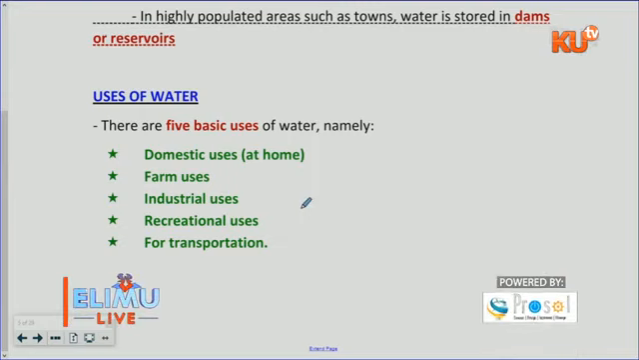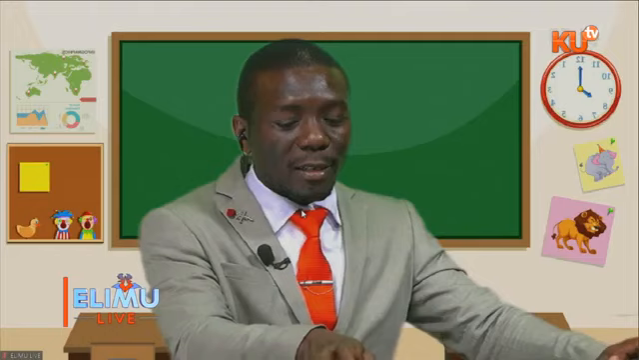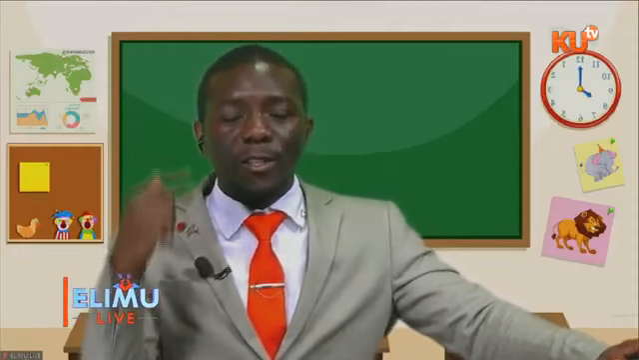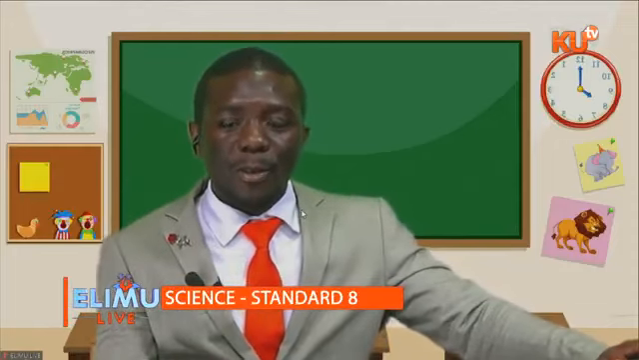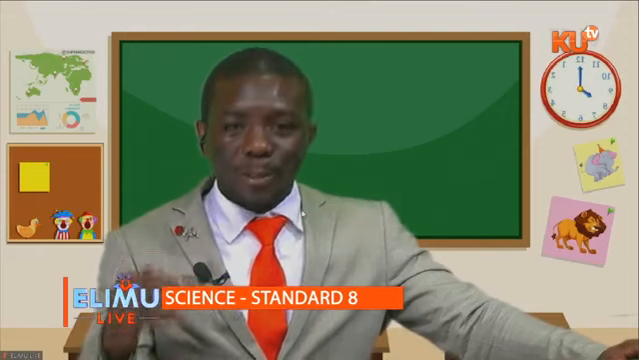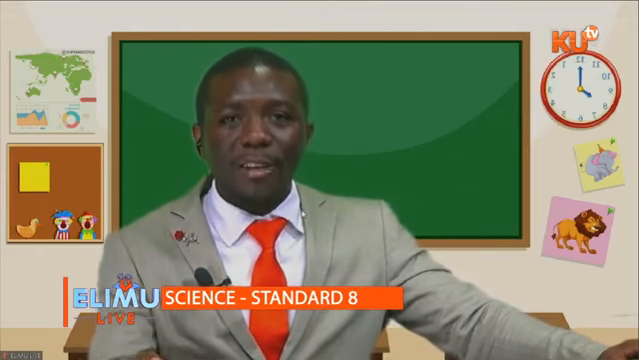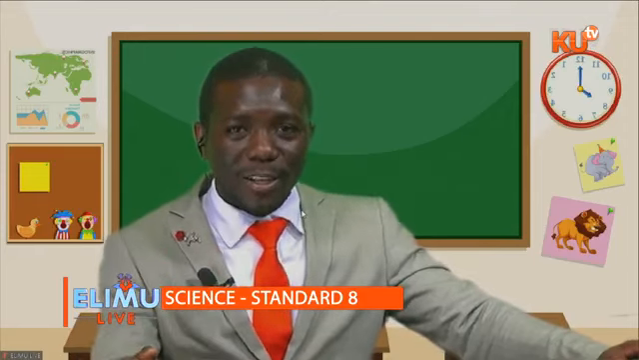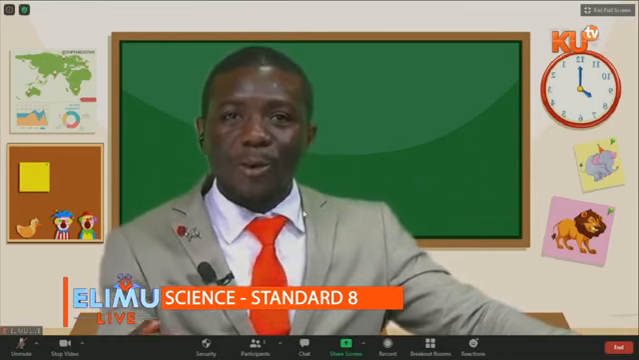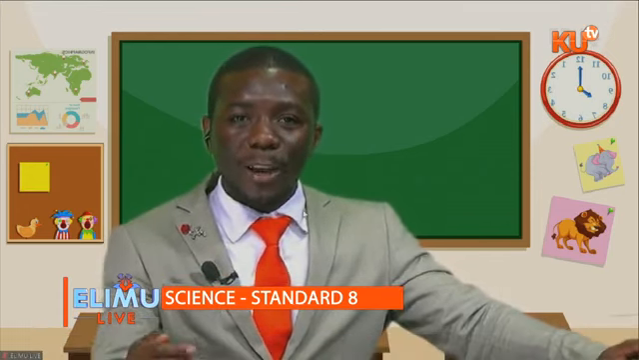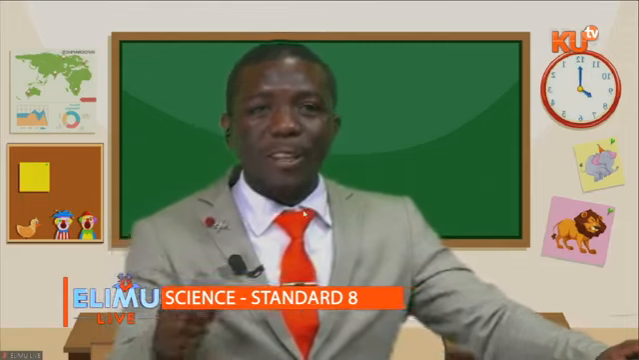Now I'm going back to class 4. We have gone through class 1 work, class 2 work, class 3 work. Now I am in class 4 work. In standard 4, we learned about the uses of water. And at the back of our mind, we must not forget about the sources of water, ways of making water safe for drinking, ways of transporting water, and ways of storing this water.